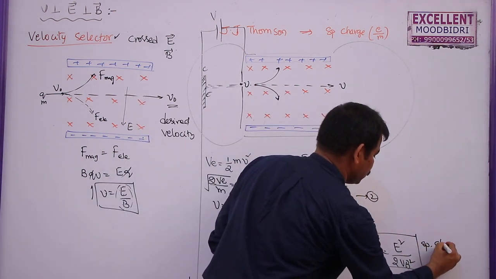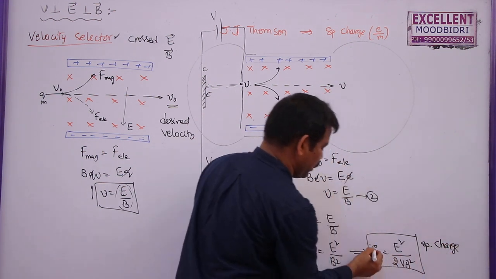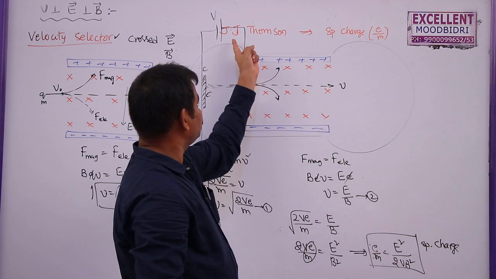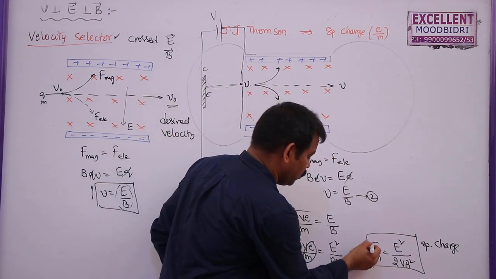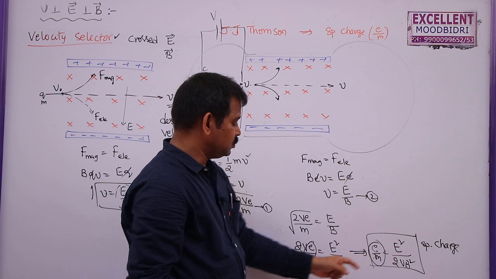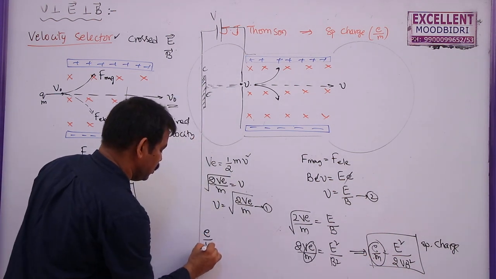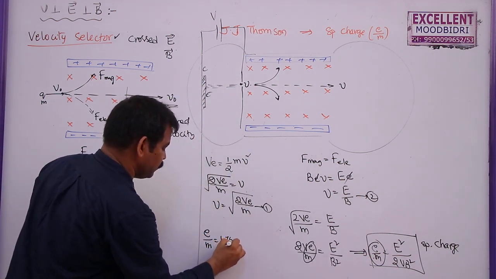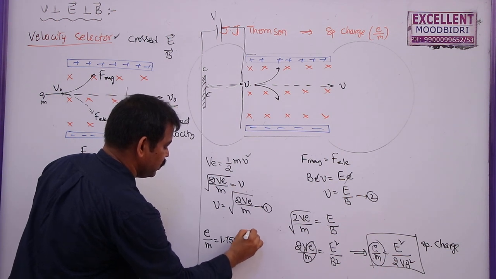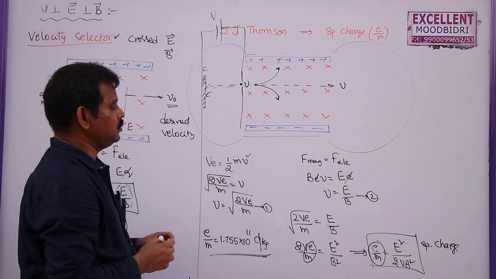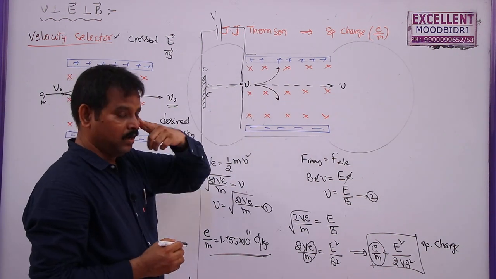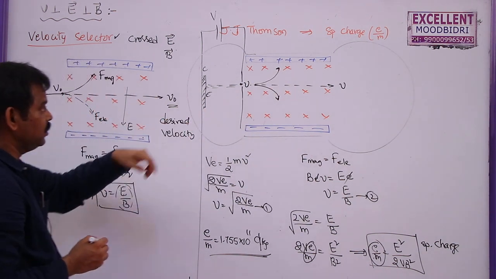Without knowing the charge of the electron as well as the mass of the electron, J.J. Thomson, after discovering the electron, found this value, the specific charge, and he got this value around 1.755 into 10 power 11 coulombs per kg. This is the value obtained by J.J. Thomson by using the concept of crossed electric and magnetic fields in his experiment.